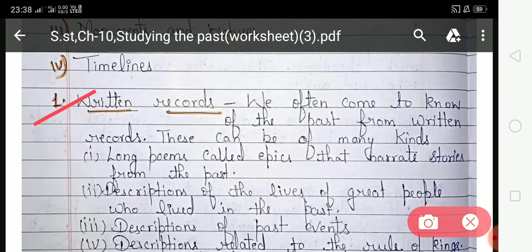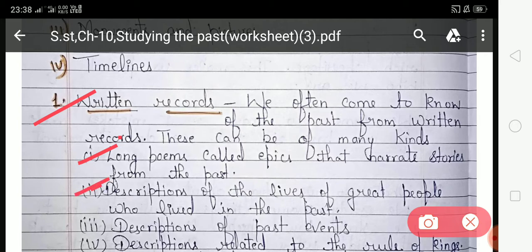This can be of many kinds. So student, with the help of written records, we can know about our past. And written records are of many kinds. First one is long poems, epics that narrate a story from the past. With the help of long poems, we can know about our past, and a long poem is in written form. So this is a kind of written record.